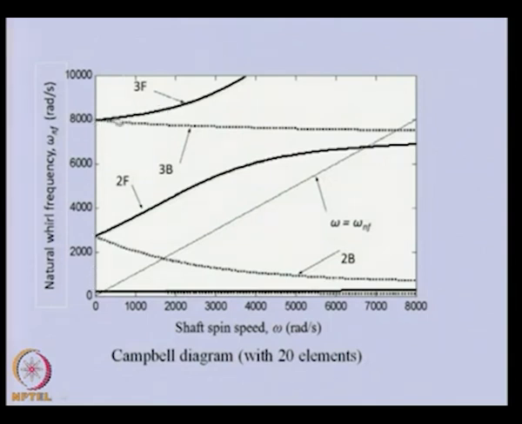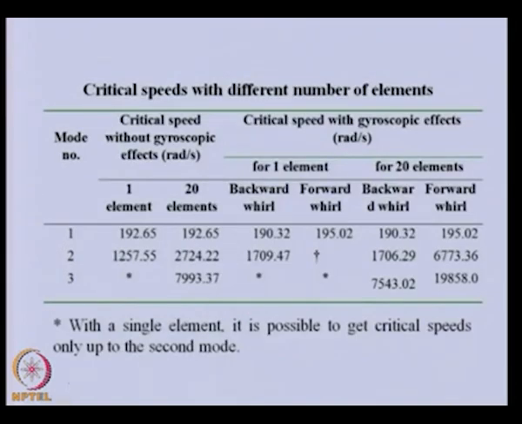So there this curve meet, but as we increase the speed, the splitting is more and more. So basically this is a Campbell diagram. So now let us try to summarize this. Critical speed, this is without gyroscopic couple, that means when speed is 0.